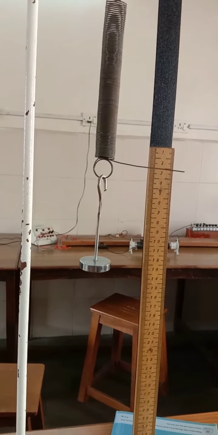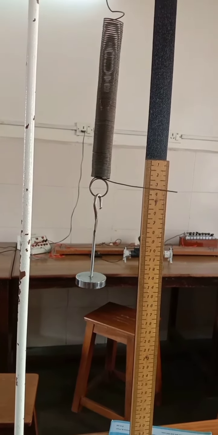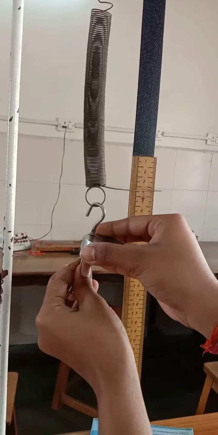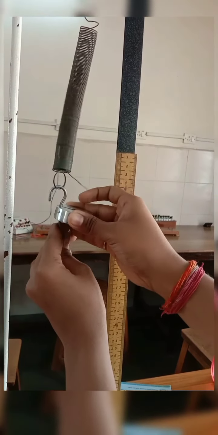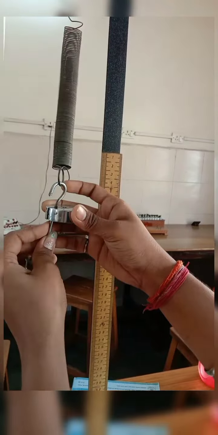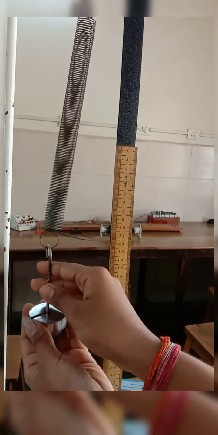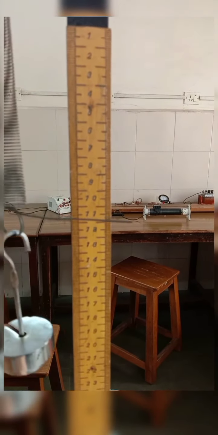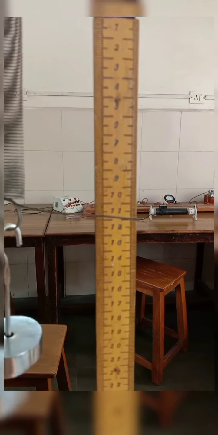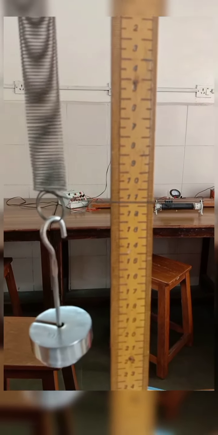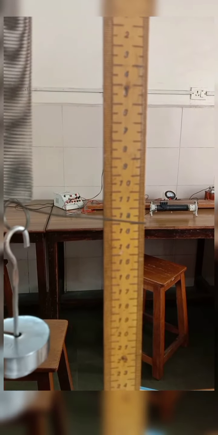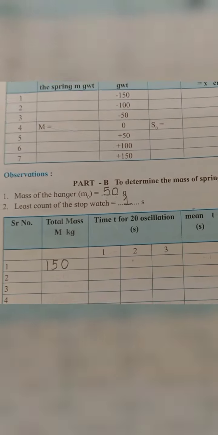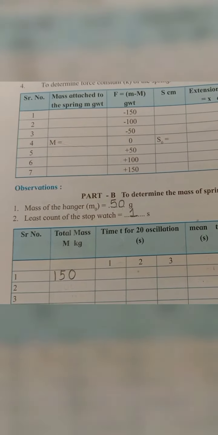But we are going to add 100 grams in this hanger so that the total weight will be 150 grams. Once you attach the 150 gram weight in the hanger, look at the position of this pointer on a scale. That will show you the mean position of the oscillation. We are going to find out the time for 20 oscillations for the 150 gram total mass.